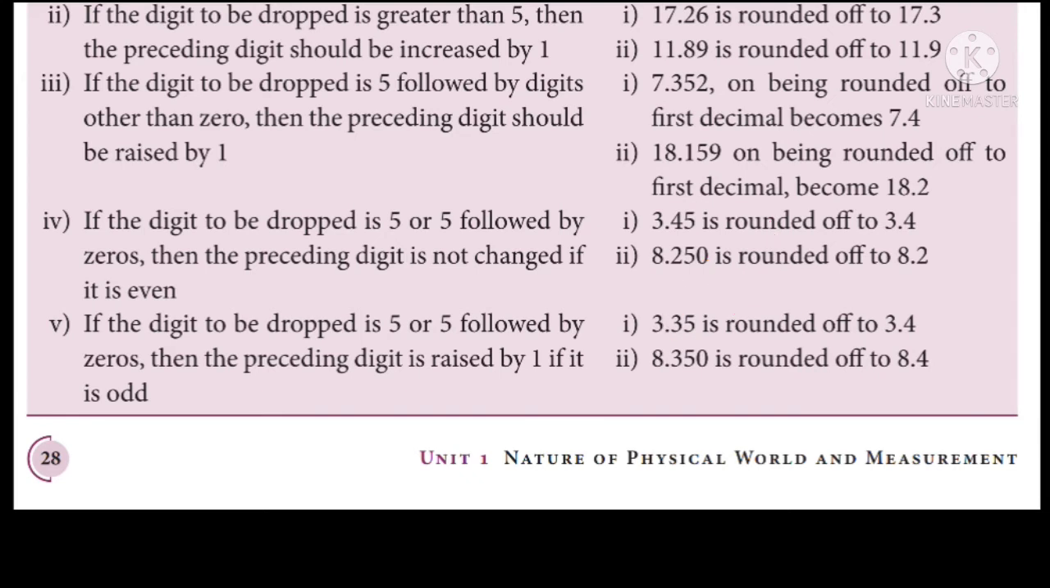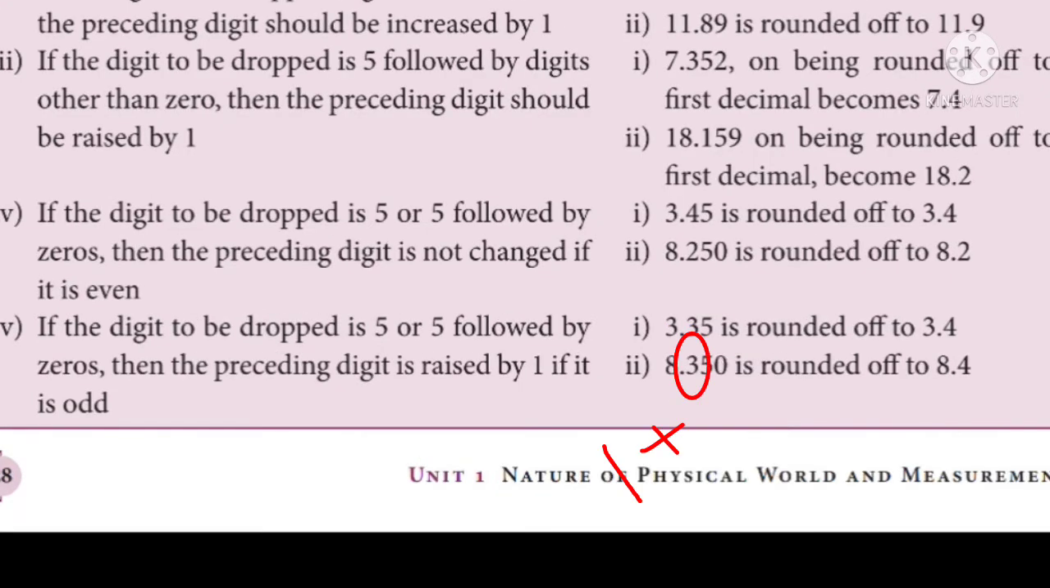Look at the next example, 8.350. In this number, the least significant digit 0 is less than 5, so leave it, and the next number is 5, which is equal to 5. If the number is equal to 5, we have to check the previous number whether it is odd or even. If it is even, we have to leave the number as it is. If it is odd, it should be raised by 1. Hence the result will become 8.4.